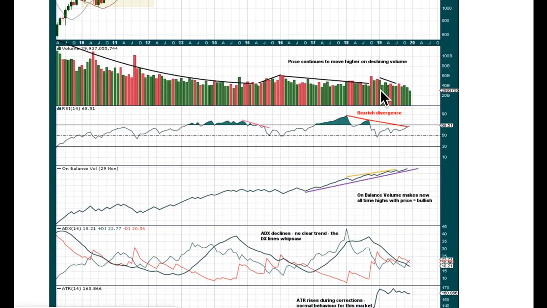This bull market still has underlying strength and health. Bearish divergence between price and RSI is not particularly good as a timing tool, and it is getting slightly weaker.